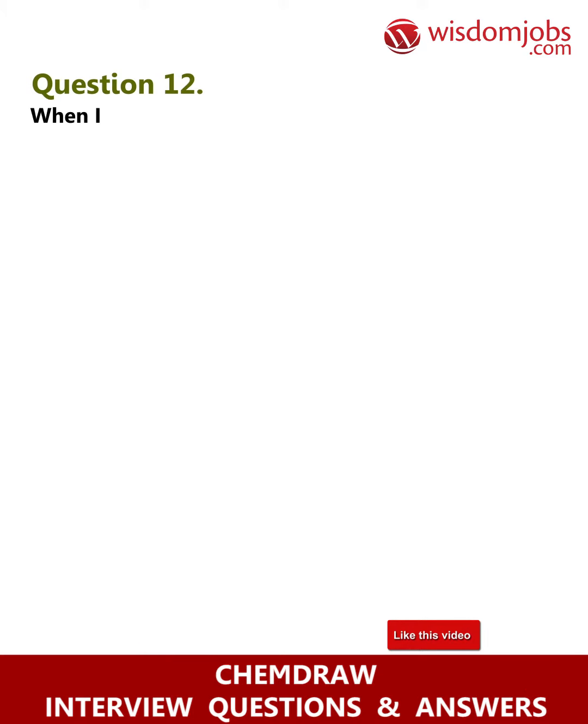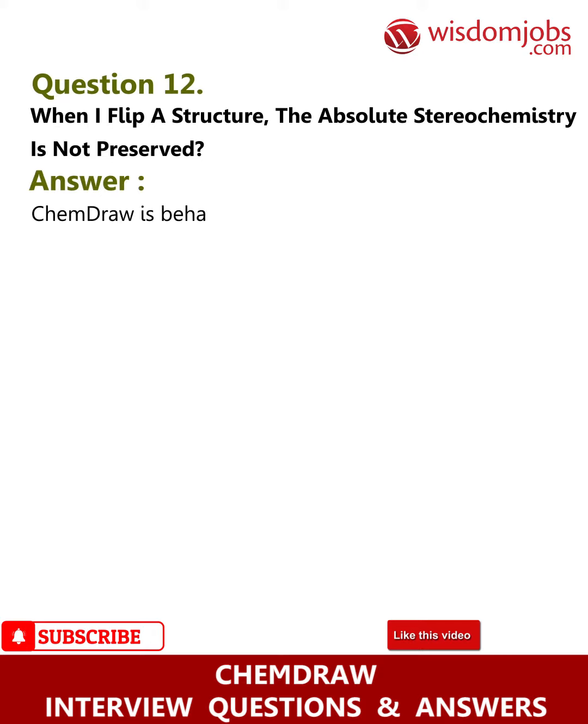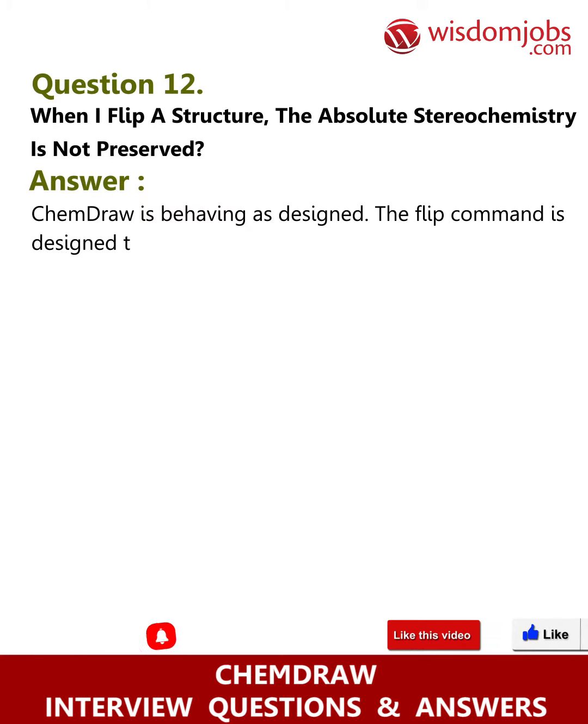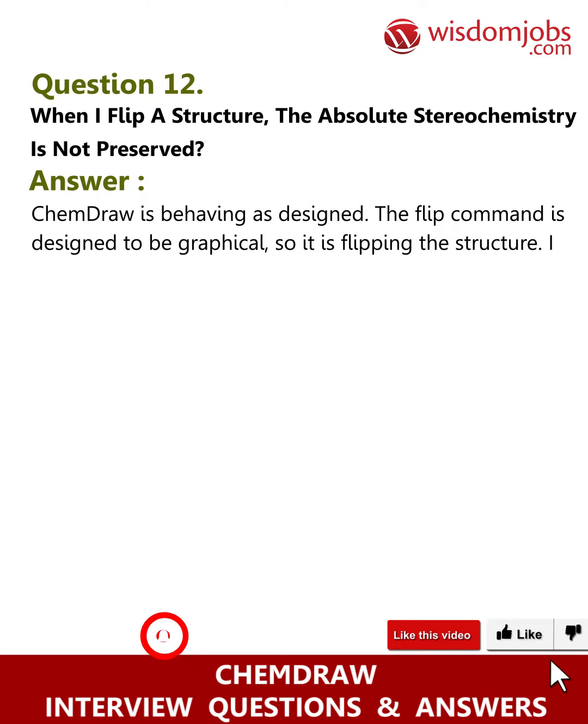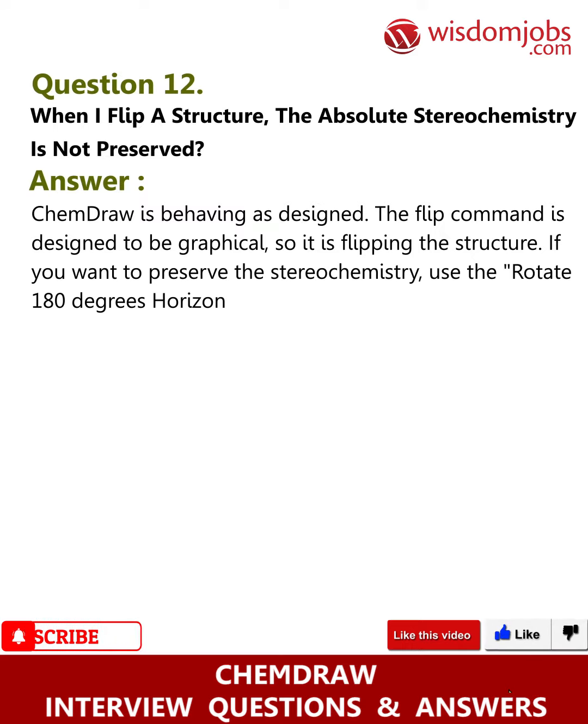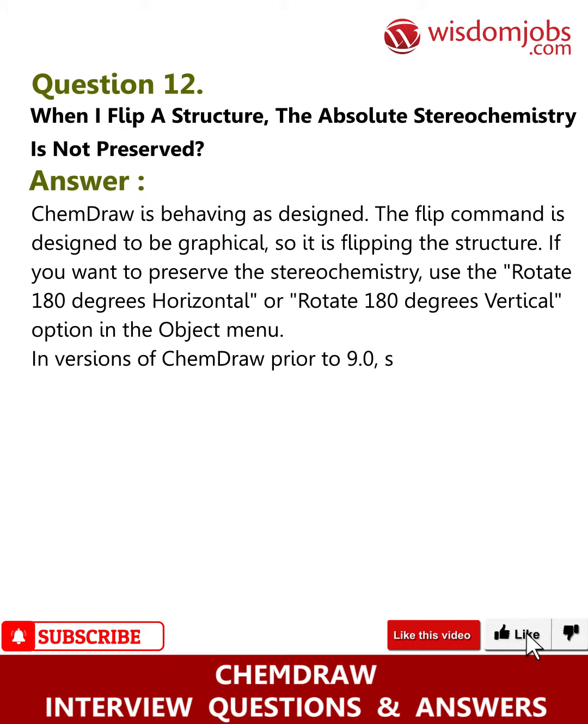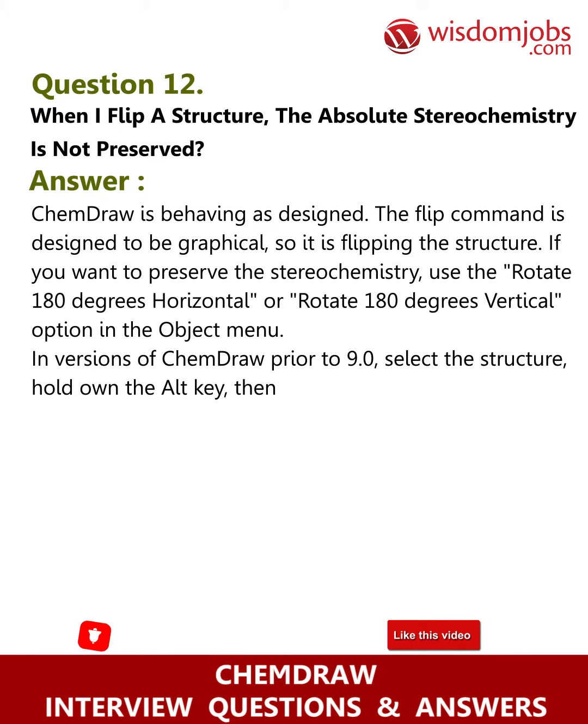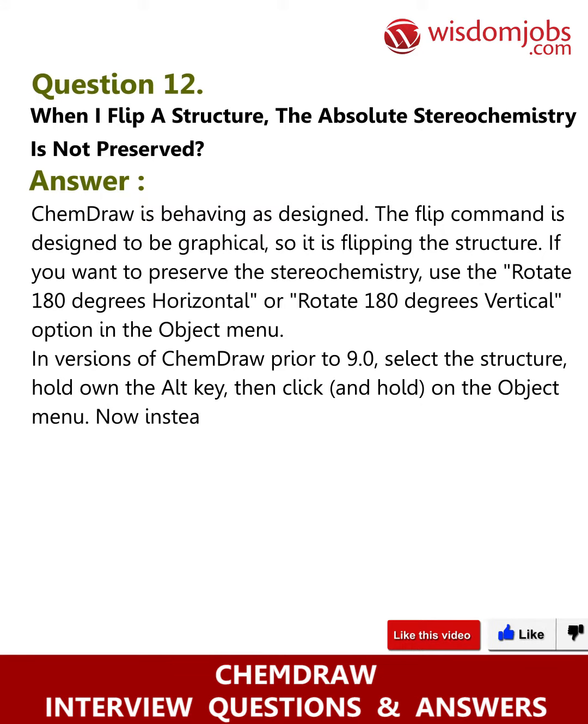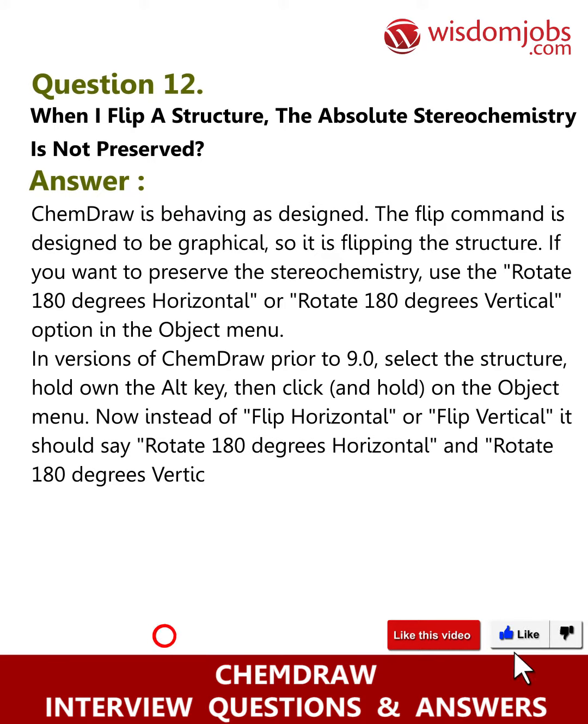Question 12. When I flip a structure, the absolute stereochemistry is not preserved. Answer. ChemDraw is behaving as designed. The flip command is designed to be graphical, so it is flipping the structure. If you want to preserve the stereochemistry, use the rotate 180 degrees horizontal or rotate 180 degrees vertical option in the Object menu. In versions of ChemDraw prior to 9.0, select the structure, hold down the Alt key, then click and hold on the Object menu. Now instead of flip horizontal or flip vertical, it should say rotate 180 degrees horizontal and rotate 180 degrees vertical.